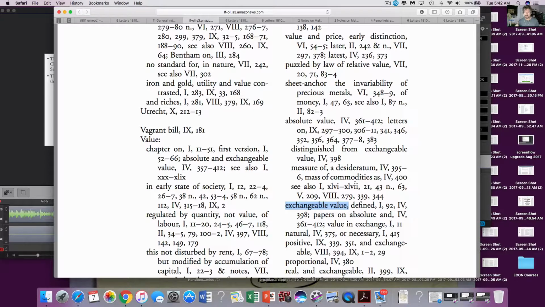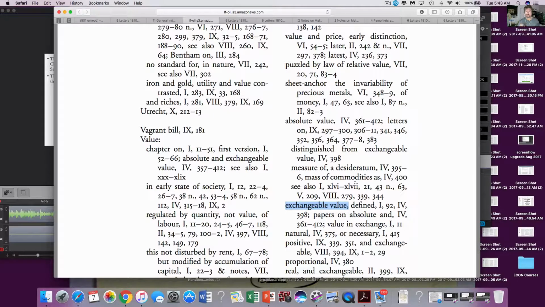The last entry, the last paper or treatise that Ricardo was working on late in his life. It's a manuscript that's referred to as absolute and exchangeable value. He was writing it in August of 1823, and he would die a few weeks later in early September of 1823.